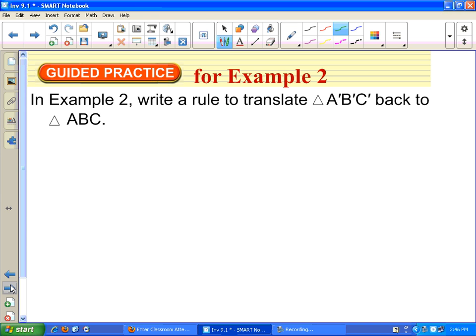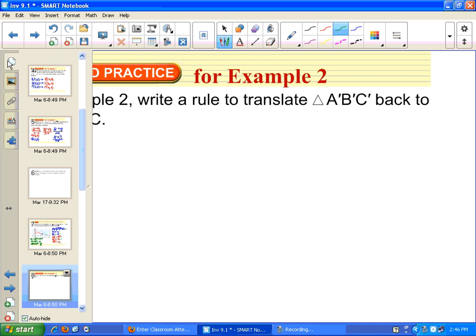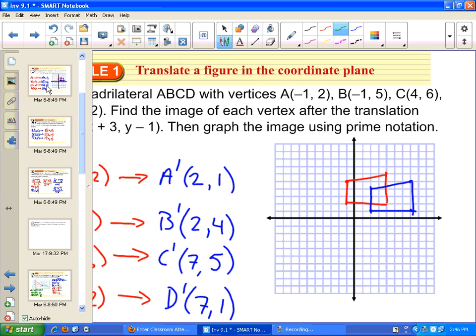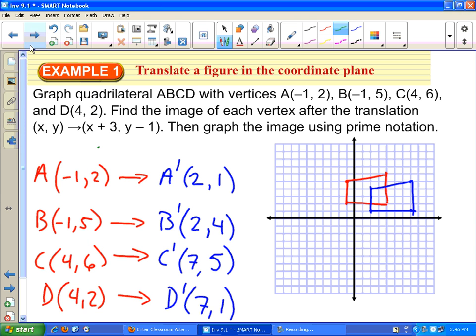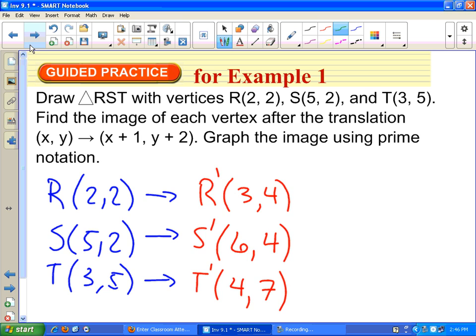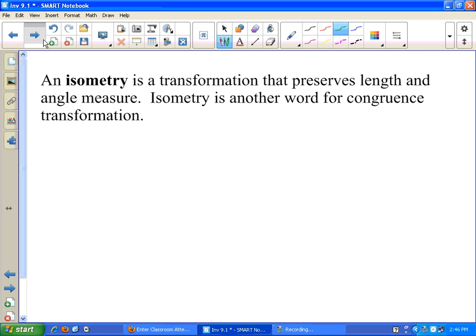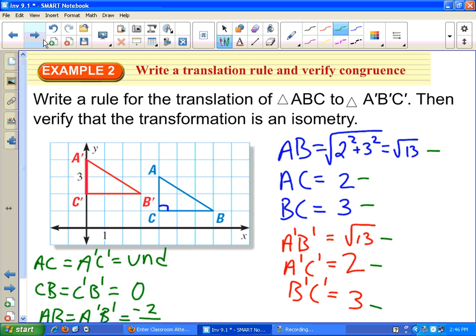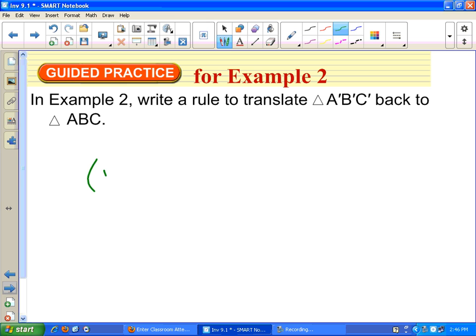Alright, so in example 2, we need to write this rule. Let's look at the rule for example 2. Example 1. Okay, I was just on example 2. I need to go from A prime to A, C prime to C, B prime to B. So on this one, I'm always going to start my rules out as X, Y going to.